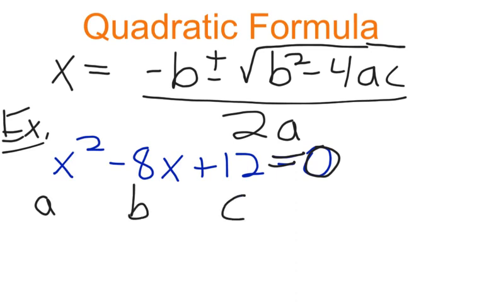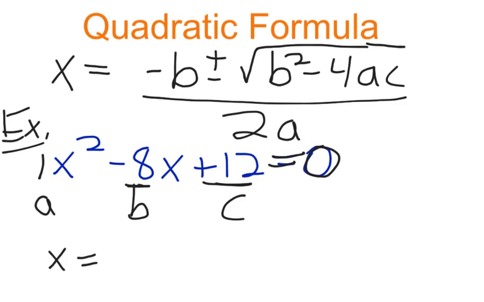a stands for the coefficient of my x squared term, which is 1. b stands for the coefficient of my middle term, or the x term, which is negative 8. And c is for my constant, which is 12. So it's just ABC, and then we just plug it into the formula.